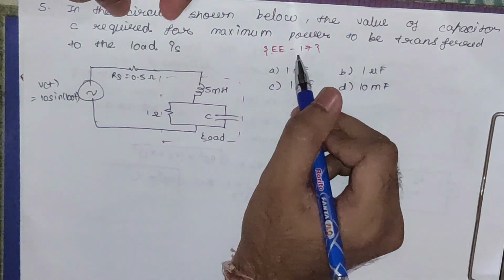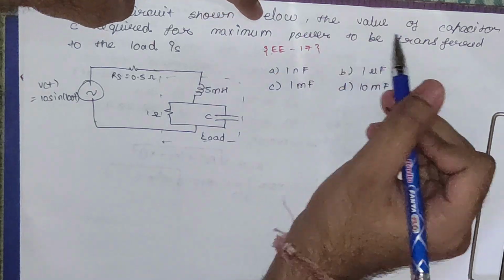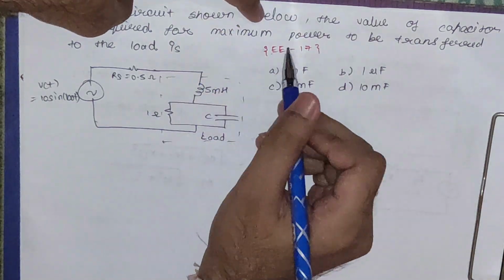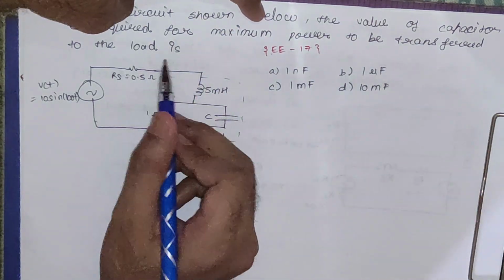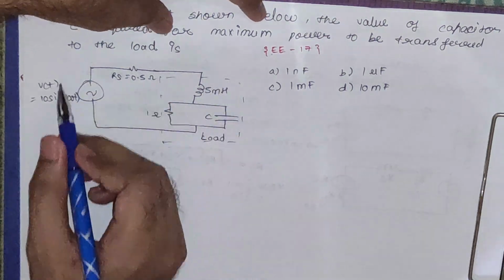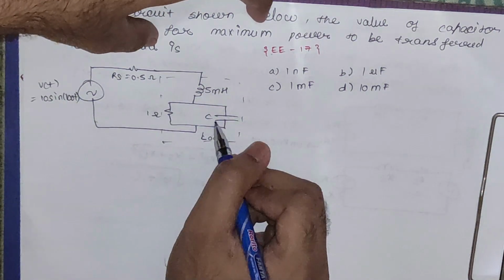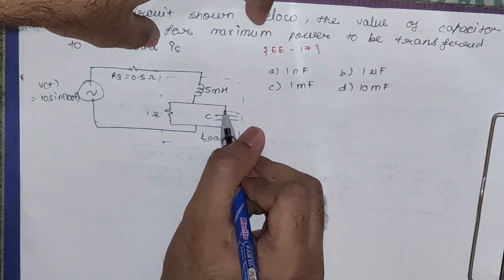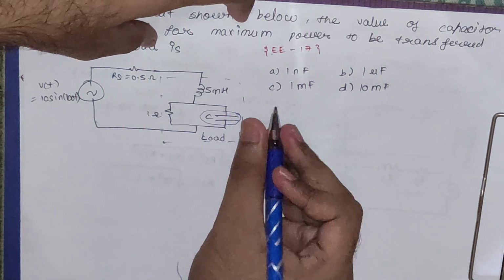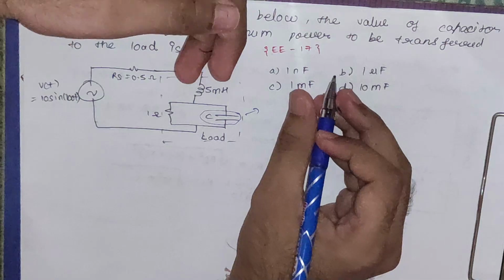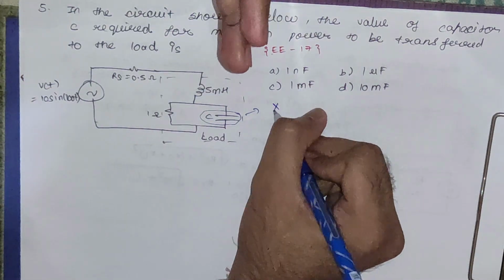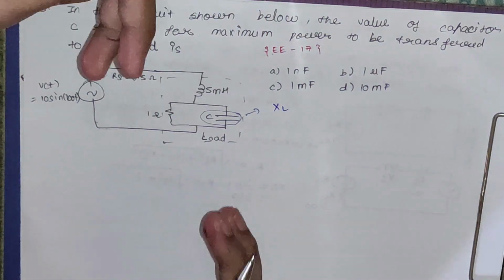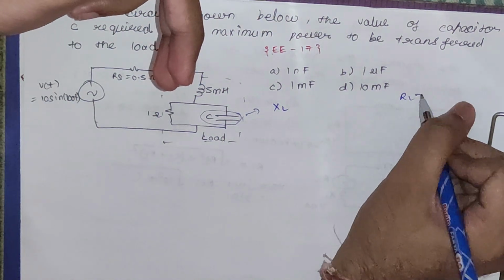Okay, now let's see this sum. This is of EE 2017. In the circuit shown below, the value of capacitor C required for the maximum power to be transferred to the load is. Okay, and you observe this circuit here, we have to find out the value of this capacitor. So here you can see this is a sum where we have the unknown as XL. Okay, in the first sum we have seen the value of RL when it is unknown.